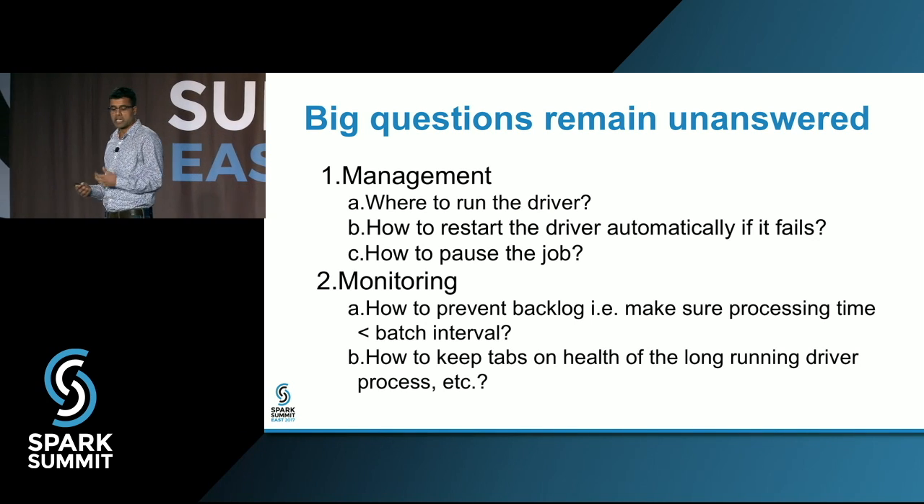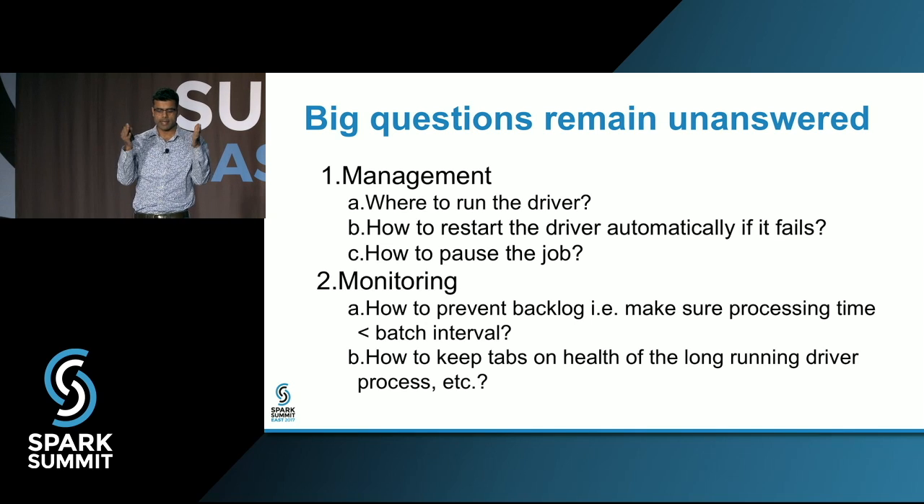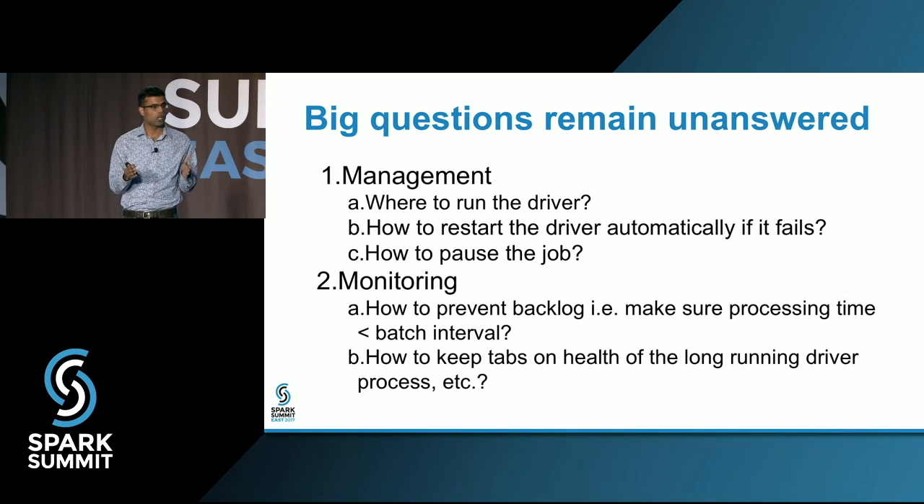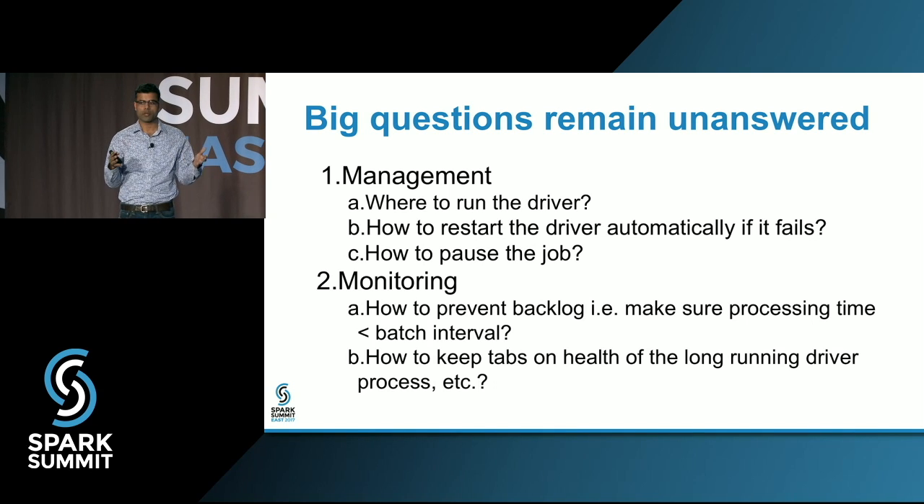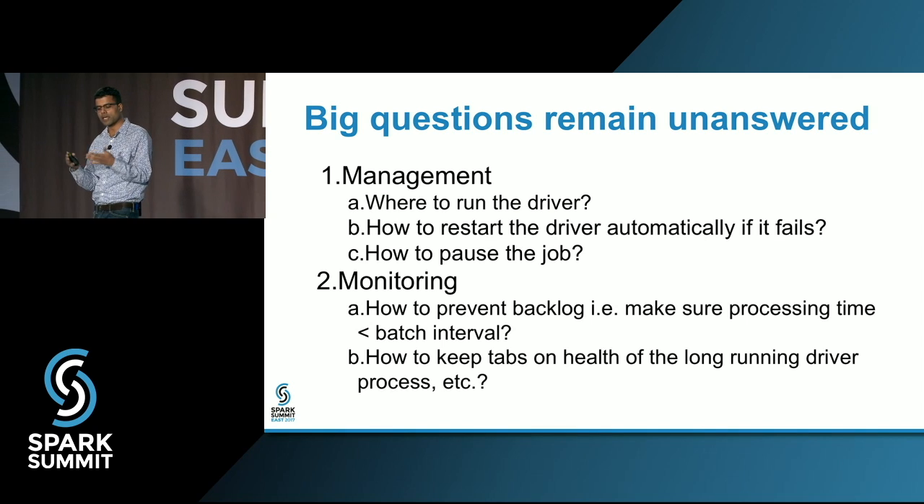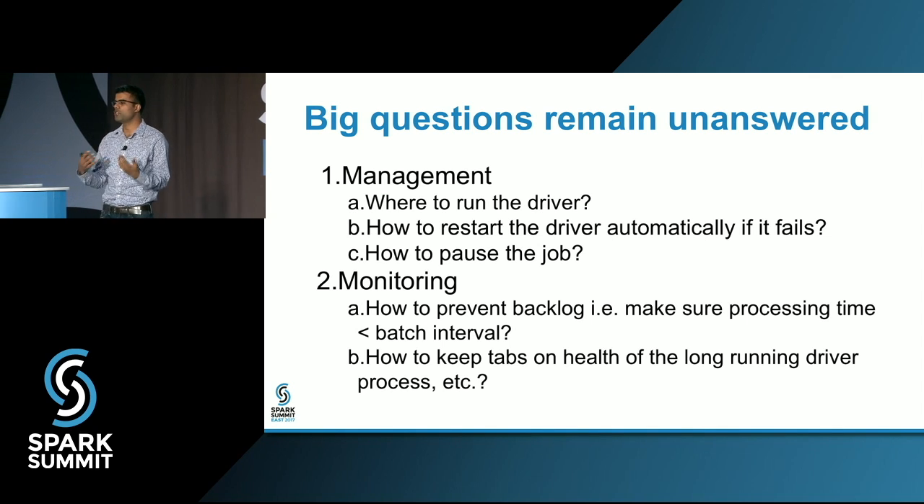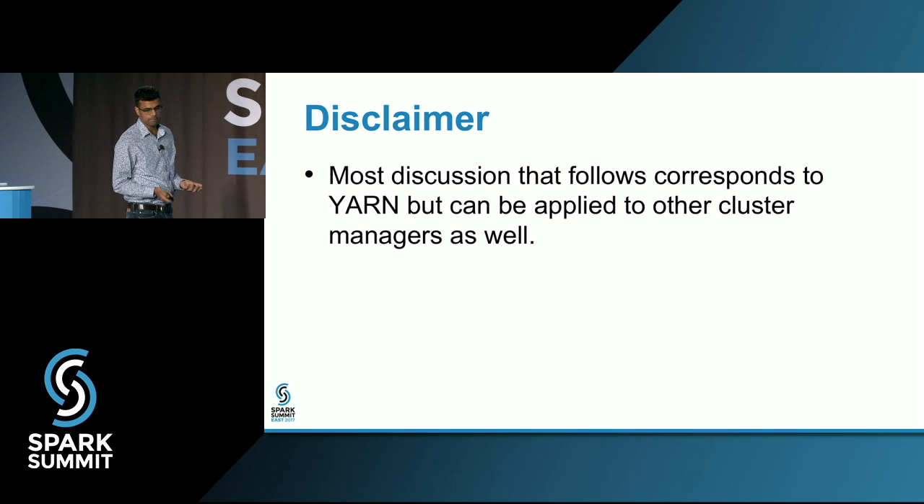For monitoring, it's like, how do I prevent a backlog? I have a certain amount of processing time, and I want to make sure all the time that the processing time on average is less than the batch interval time. So all my processing is taking place in the batch interval. And then you want to keep checks on the health of the long-running driver process. Is GC slowing it down? Is it going to go out of memory pretty soon? How do you track that?